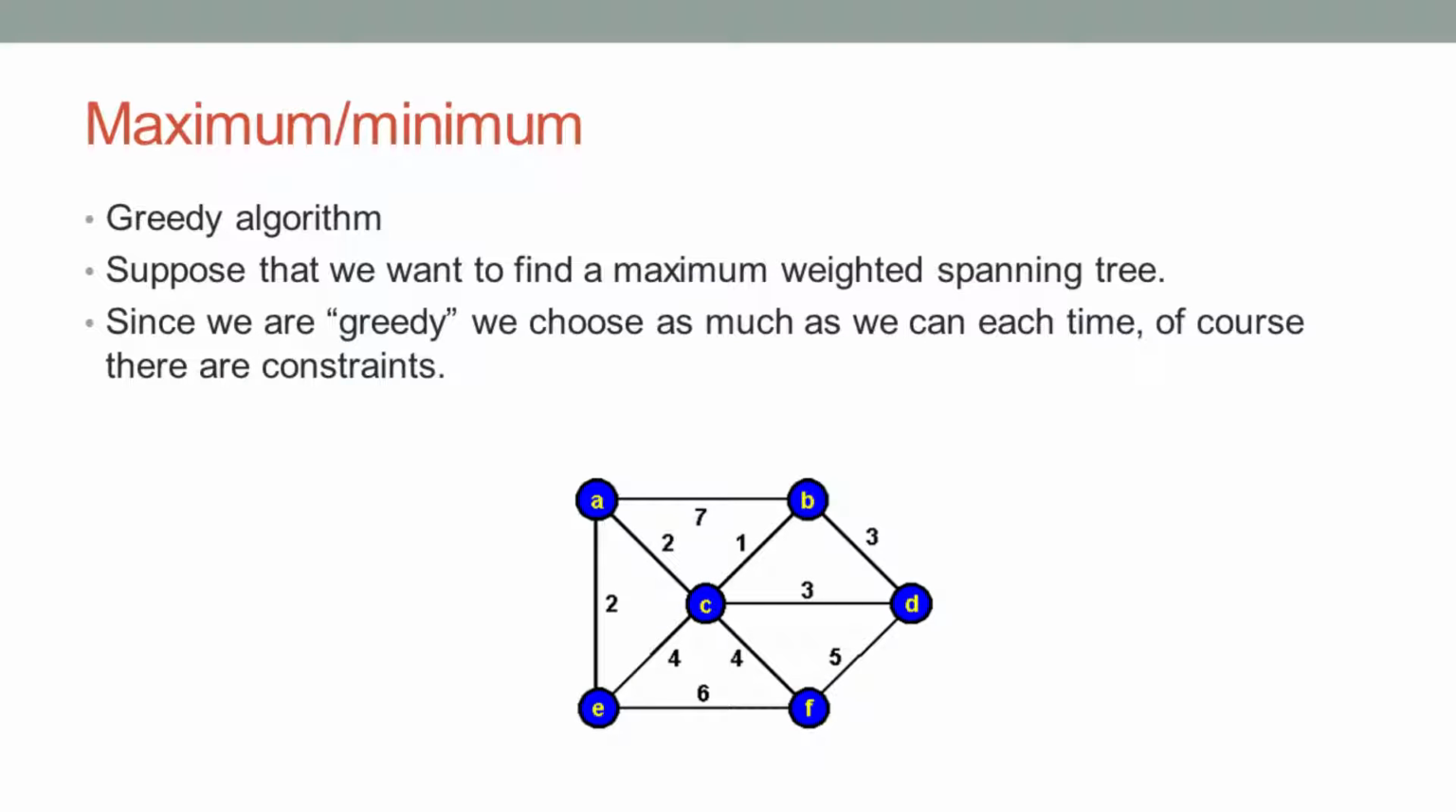This gives us the edge AB, and we've chosen 7. And of course there is no cycle. We have a single edge. So we proceed. We want to be greedy at each point, so we look at all the edges. And the next edge we choose is EF, which has a weight of 6.